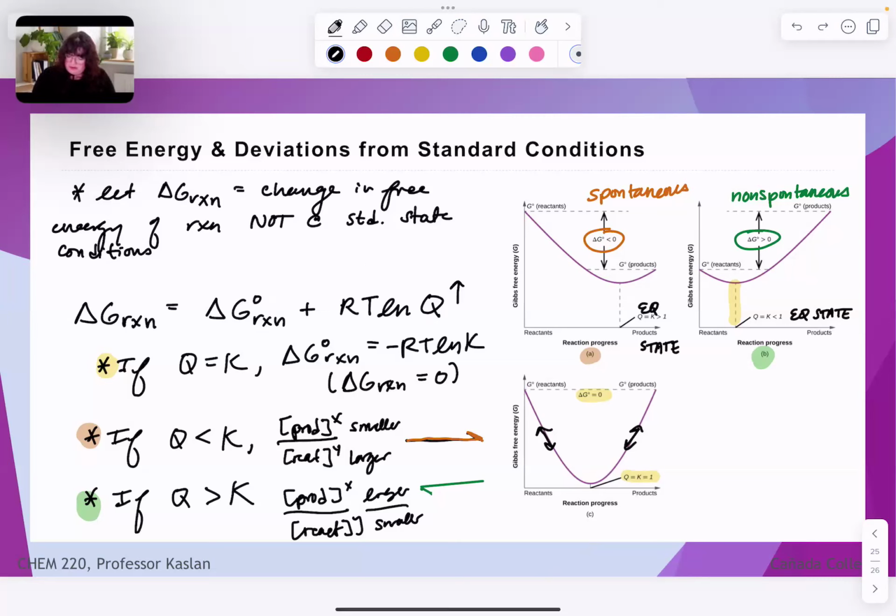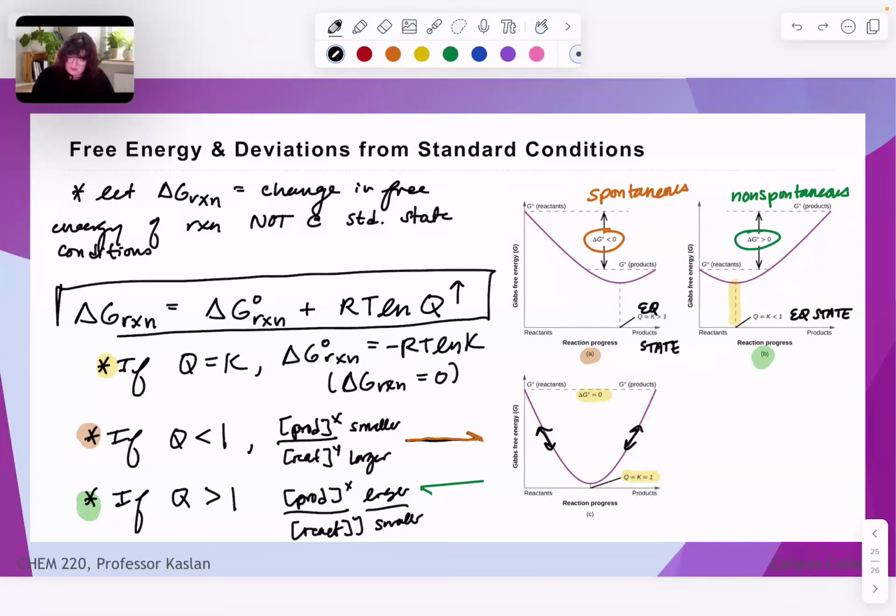So let's make this not Q equal to K. Let's do Q less than 1 and Q greater than 1. Okay. So in our next slide, we're going to actually practice this. We're going to use this equation here to see if we can determine how the equilibrium of a reaction at non-standard states can be calculated, meaning specifically its free energy of this reaction.